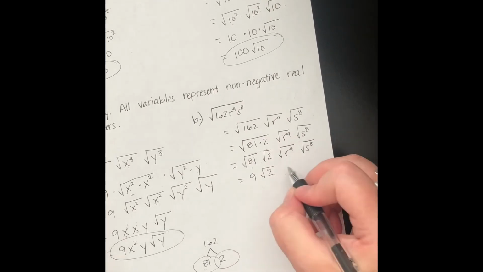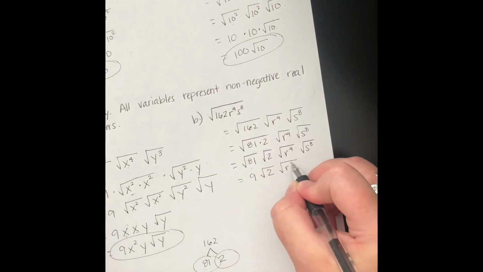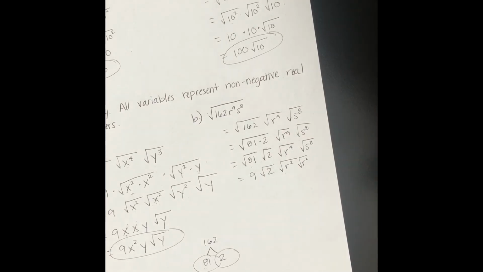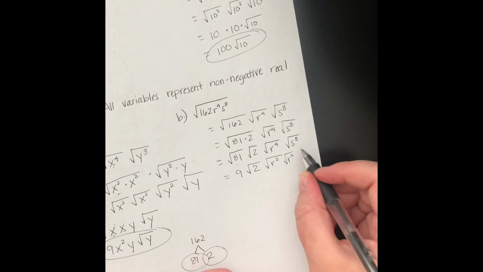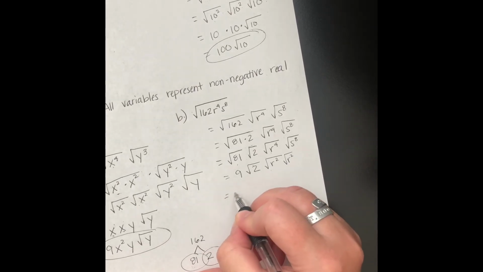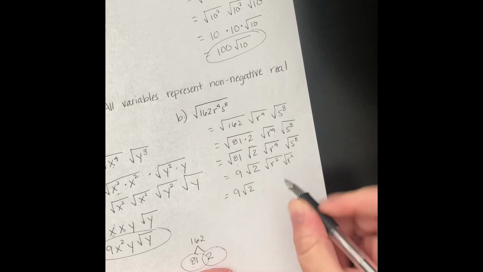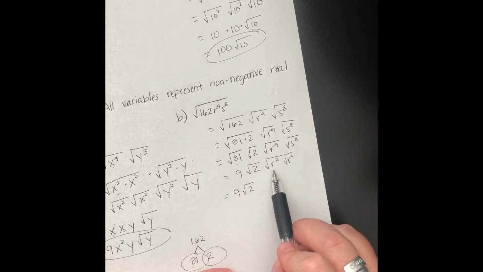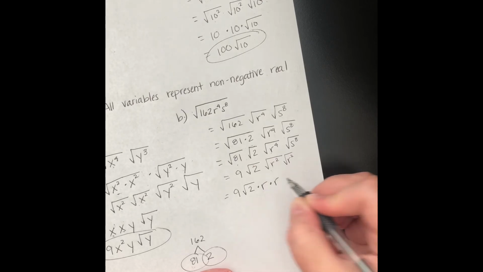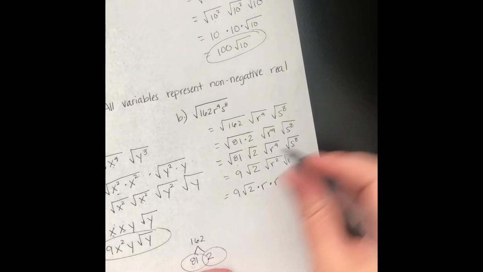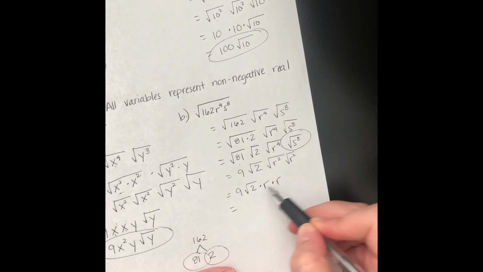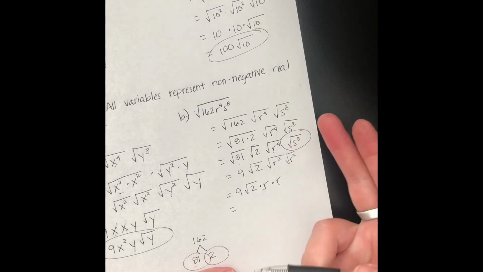R to the 4th, let's rewrite this as r squared times r squared. And then I'm going to run out of space. The s to the 8th, I'll show you how to do that in a second. I'm going to do the r's first. 9 square root of 2. R squared, square root of that is r. So times r. Same thing here. So don't forget this guy. Now, combine the r's. You're going to have two r's, so it's going to be r squared.